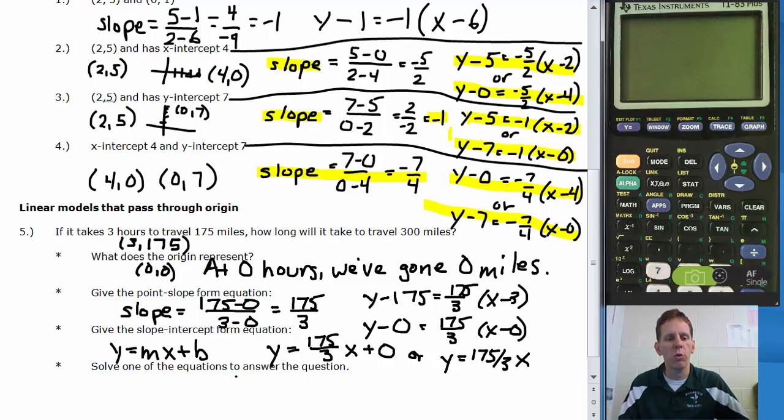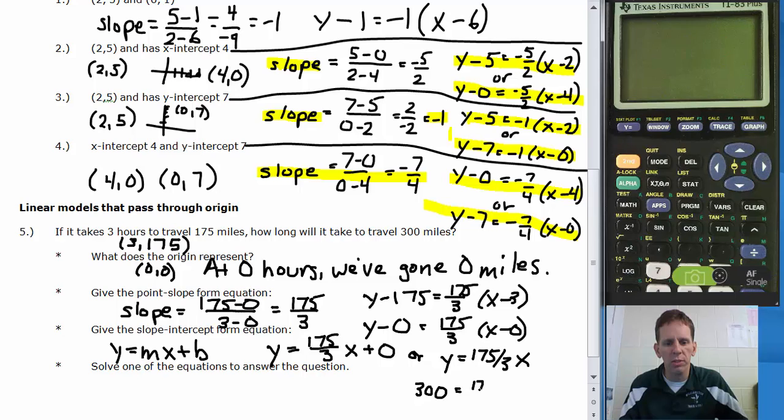It says solve one of the equations to answer the question. We want to know how long it takes to travel 300 miles. Remember, miles is your y value. Time is your x value. Distance here is your y value. So 300 miles is going to get plugged in for y. You can use the point slope form, the equation that we came up with in either of these locations here. I think the easiest thing to do is plug it into this last equation because there's kind of the fewest number of things here. So we're going to plug in 300 for y.